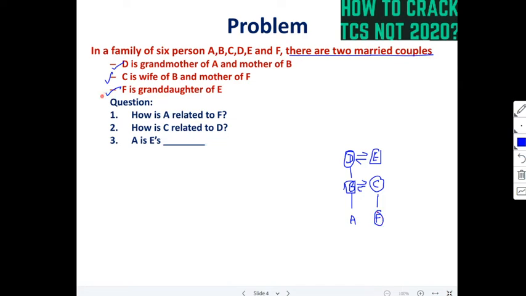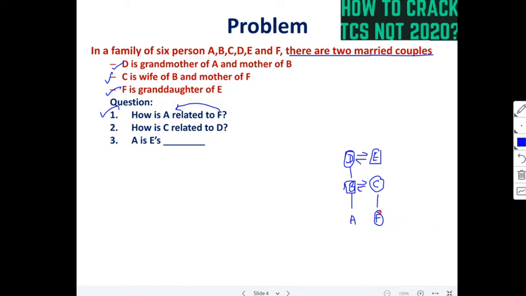Now coming to question number 1. We have incorporated all the inputs given here. So there are 6 persons, and we have allocated 6 persons, right? So how is A related to F? A related to F. The normal mistake everybody makes is that we should not start from A. We should start from F. Related to F means from F we have to start.